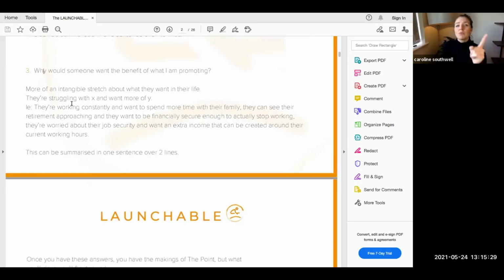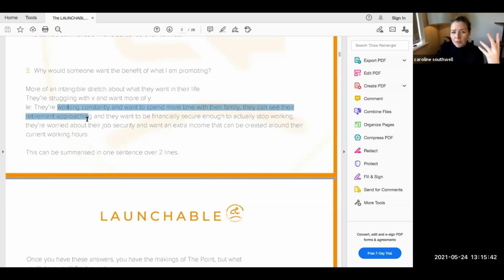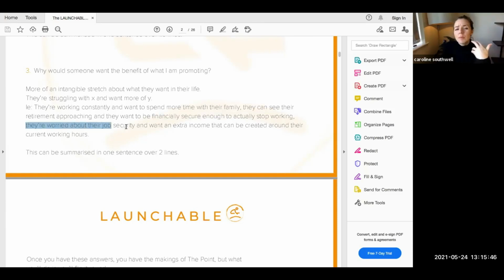And you also always want to relate this why back to the product. So this is more of an intangible stretch about what they want in their life. They're struggling with X and they want more of Y. They're working constantly and want to spend more time with their family. They can see their retirement approaching. They want to be financially secure enough to actually stop working. Maybe they're worried about their job security and want extra income.